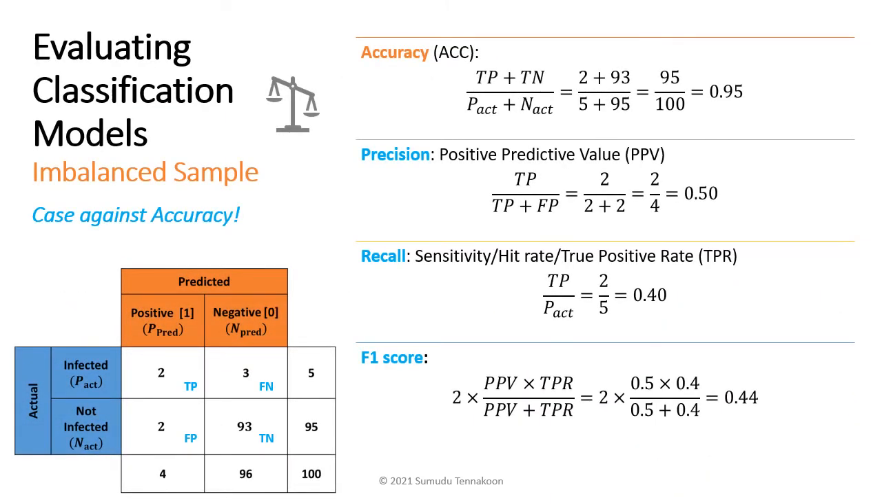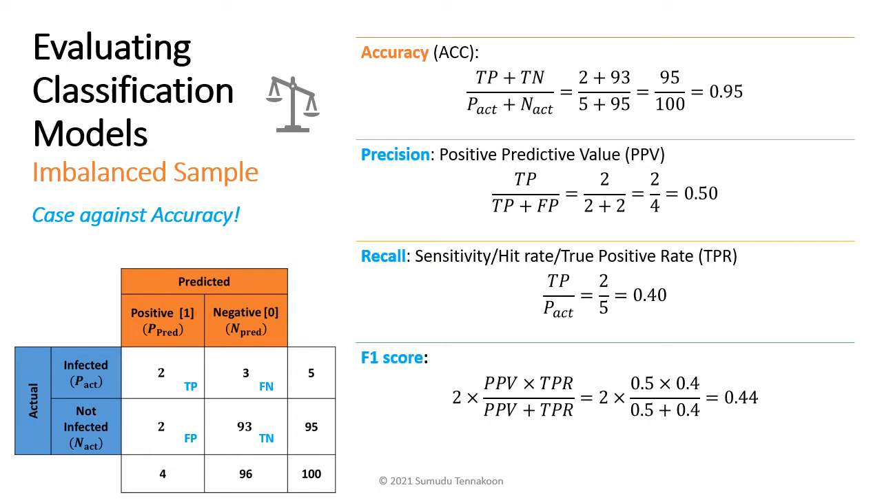Now let's look at one other example. I call this a case against accuracy. Sometimes accuracy is not the best metric you should track in machine learning, especially if your data set is imbalanced, which means your positive and negative classes have very different numbers of actual records. In this case, only 5 out of 100 are infected and 95 out of 100 are not infected. It could be a reality, right?